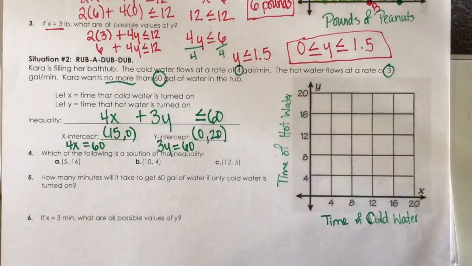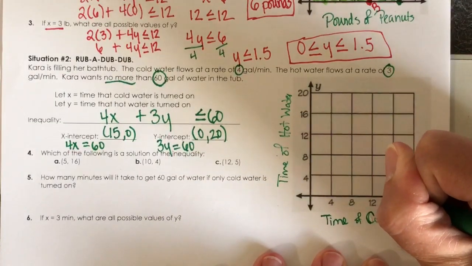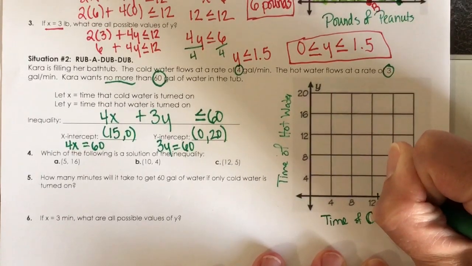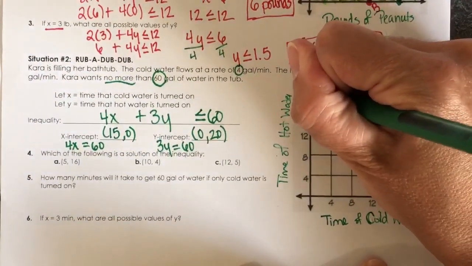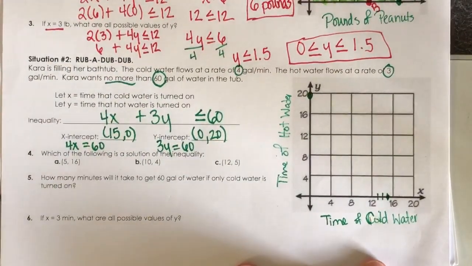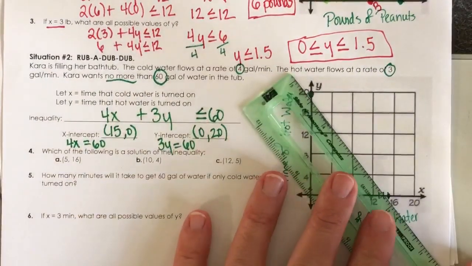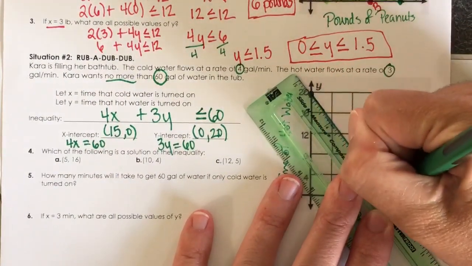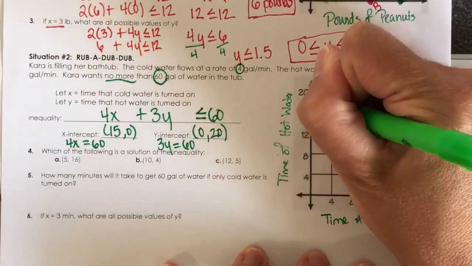And now I'm going to graph my x-intercept and my y-intercept. So my x-intercept is 15. So right here. And my y-intercept is at 20. So right here. And again, it's going to be a solid line. And we're going to be shading below because it's a less than or equal to.